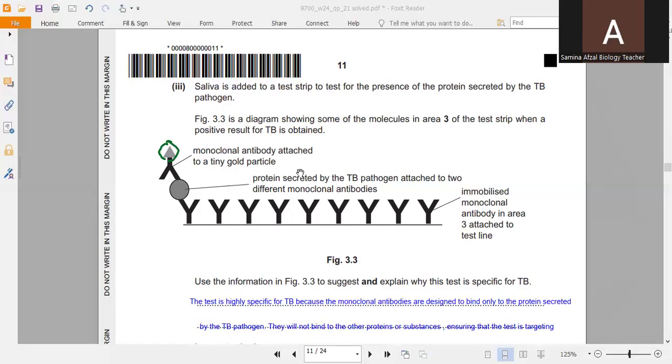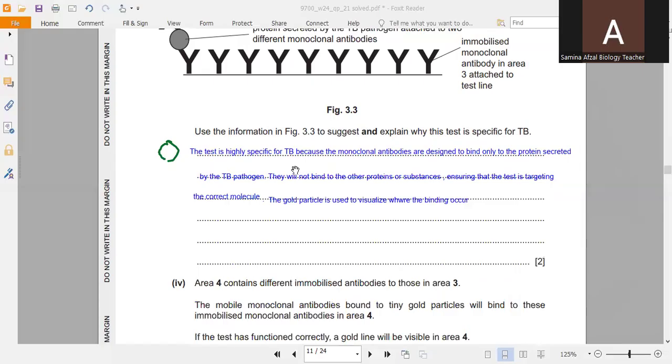Now the question is, use the information in figure 3.3 to suggest and explain why this test is specific for TB. Here you can see the test which was conducted in figure 3.3, and you have seen the results. So we will understand the components first. First of all, the monoclonal antibodies, which are attached to a tiny gold particle. So these are the mobile components which can move.